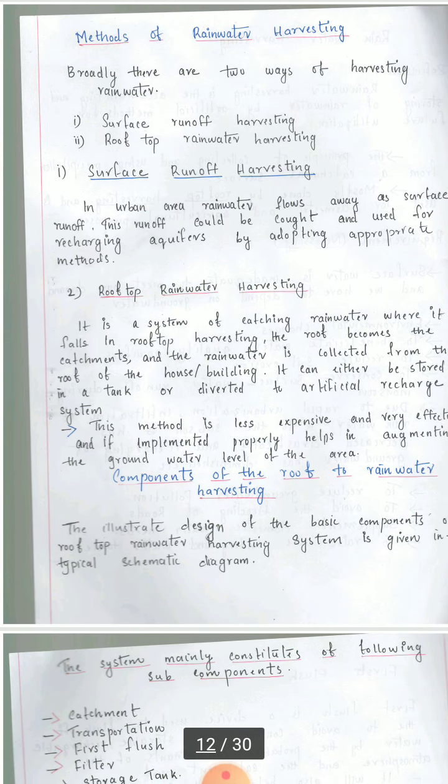Next, looking into the different methods which are involved in this rainwater harvesting. So there are two different techniques. One is surface runoff harvesting, second one is rooftop rainwater harvesting. The first one is surface runoff harvesting, that is the water which is flowing on the earth's surface is directly collected. In urban areas, rainwater flows away as surface runoff. This runoff could be caught and used for recharging aquifers by adopting appropriate methods. So the water which is simply flowing on the surface will be collected and it can be utilized for future use. So this technique is called surface runoff harvesting.